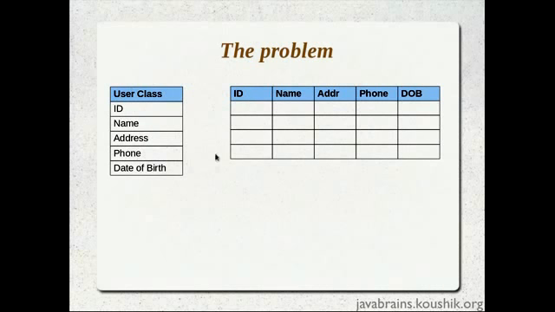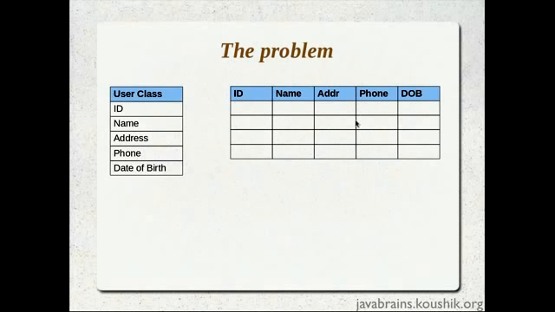Let's say I have user object number 1. I would save this as row number 1 in this table. User object number 2 would be saved as row number 2. So depending on how many objects I need to save, I would have so many rows in this table. So a class corresponds to a table, and an object of the class corresponds to a row in the table.